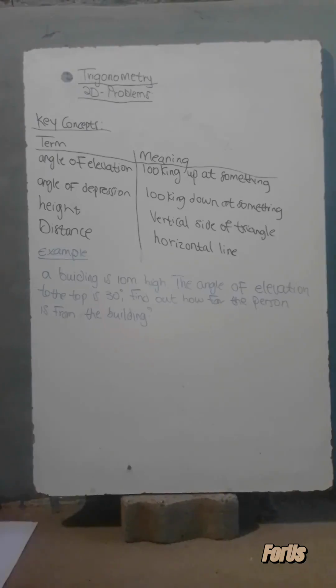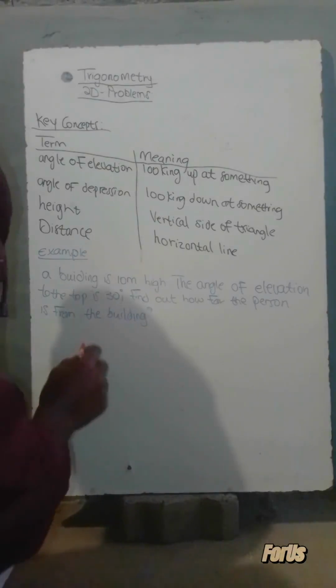Now let's check this example. Example says a building is 10 meters high. The angle of elevation to the top is 30 degrees. Find out how far the person is from the building. To solve for this, we're going to draw a diagram, and that diagram will have something like this.